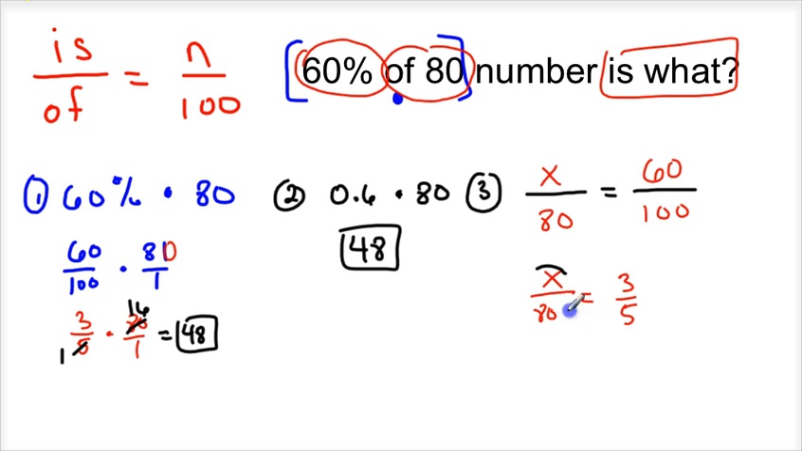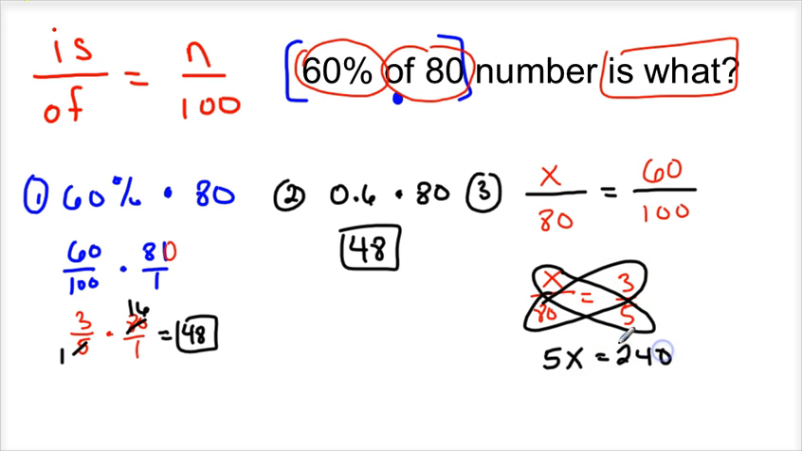Cross multiply. So we got 5 times x. 5x equals 3 times 80, 240. Divide each side by 5. And once we do that, we see x equals 48.